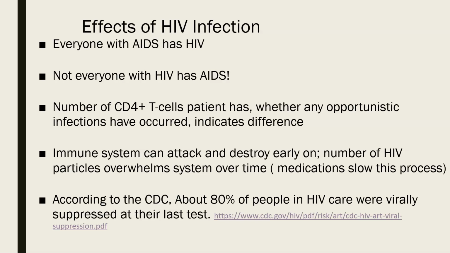Soon after the HIV infection, our immune system can still attack and destroy opportunistic infections. Medication will slow the process, but over time, the number of HIV particles will overwhelm the system. What determines when an HIV infection becomes AIDS? Well, it is related to the number of CD4 plus cells the patient has and whether or not the patient has had an opportunistic infection.